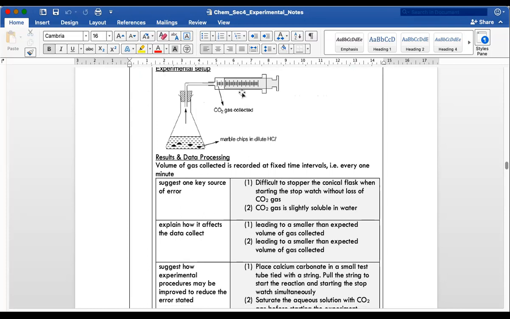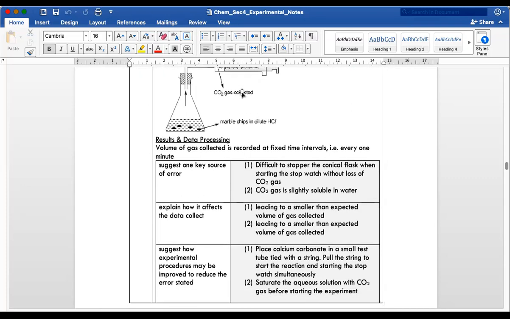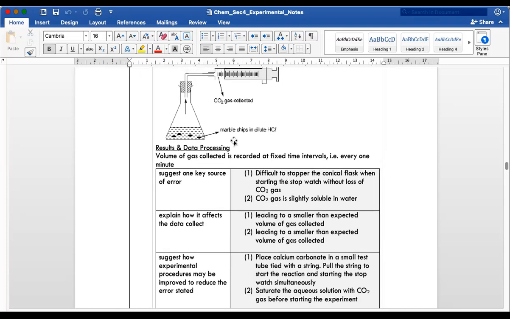So if, let's say, a gas syringe is used to collect the volume of gas, then they cannot just say time lag. That is wrong. They need to talk about the problem with stoppering the conical flask and starting a stopwatch, because that will result in loss of CO2 gas. And because of that, the volume of gas collected within the given duration will be smaller than expected.